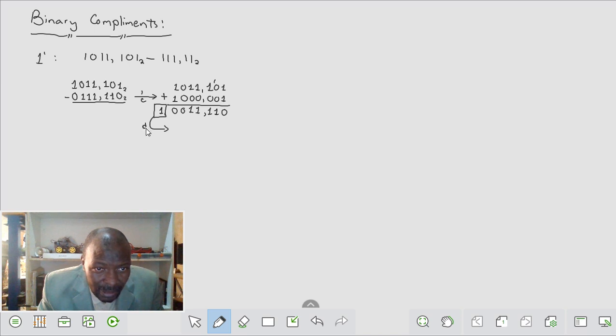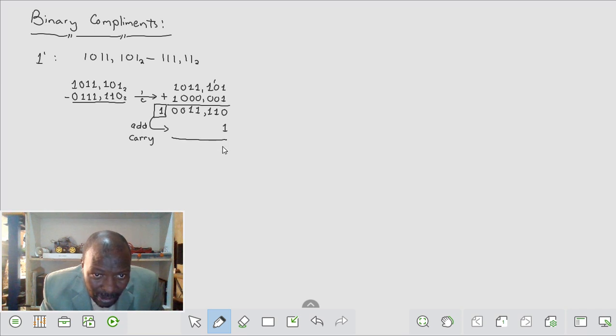We add our carry. The carry bit is added to the whole number, so we don't add a 1 to the bits alone. We're adding the carry to the whole number.